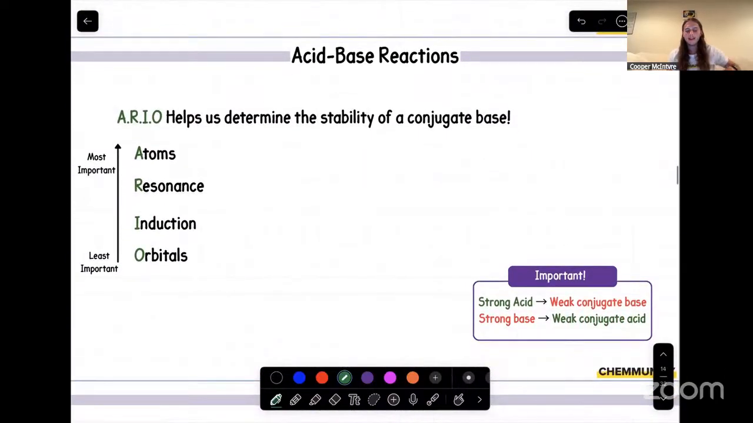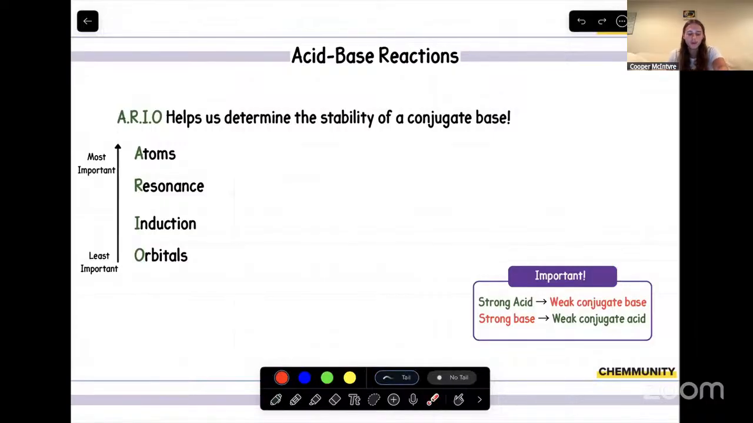Sweet. And then from here, we'll go through and we'll start to talk about acid-base reactions. Now, the reason I want to talk about this briefly is just because these factors of stability will show up a lot in organic chemistry too. The main factors of stability we'll be talking about all fall back on that ARIO acronym that you may or may not have heard in OChem 1.